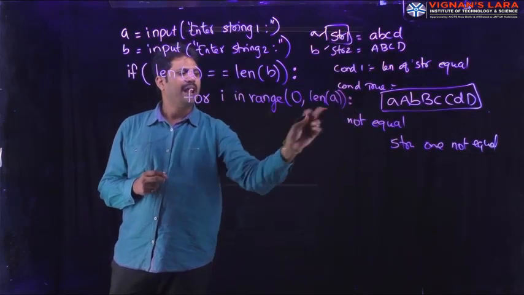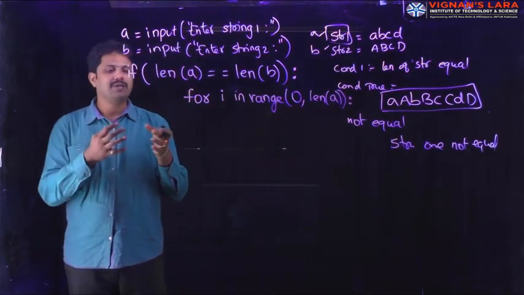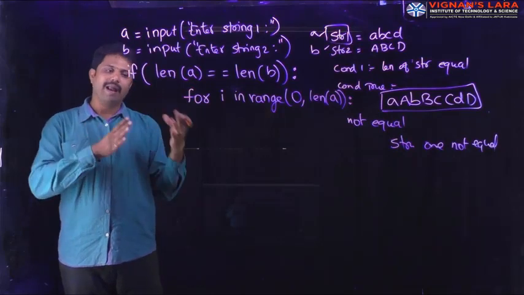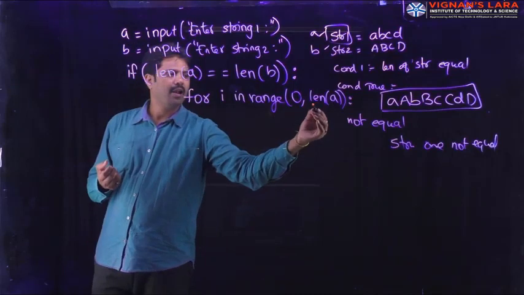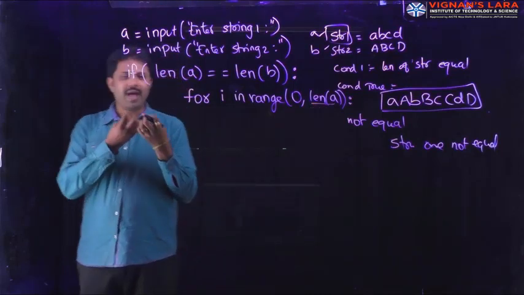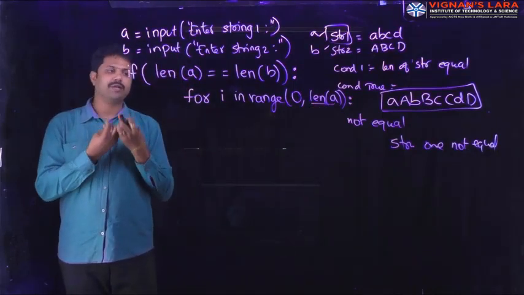I am taking len of A. Why not len of B? Because len of A is equal to len of B. You can take len of B also. So here my final requirement is to get the length of those particular strings.